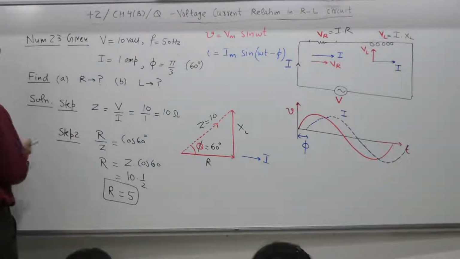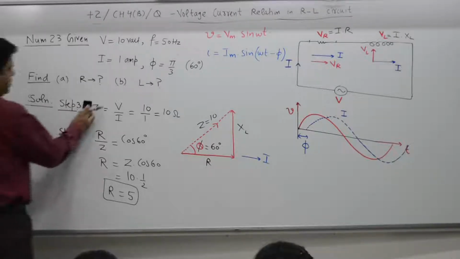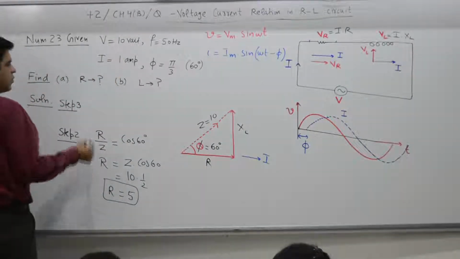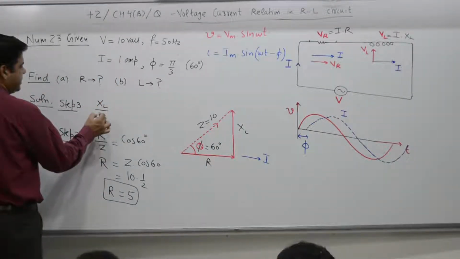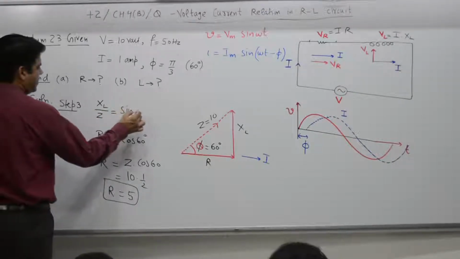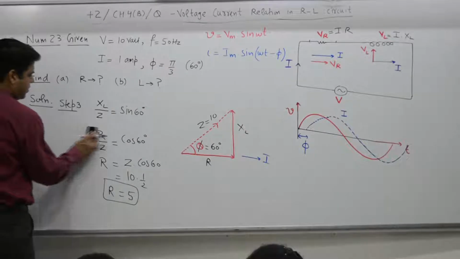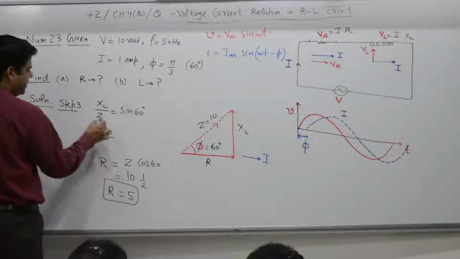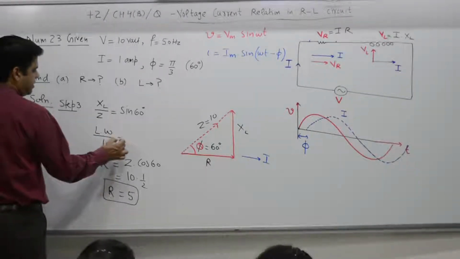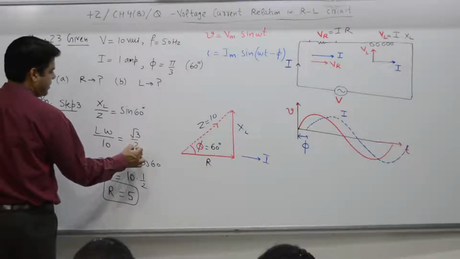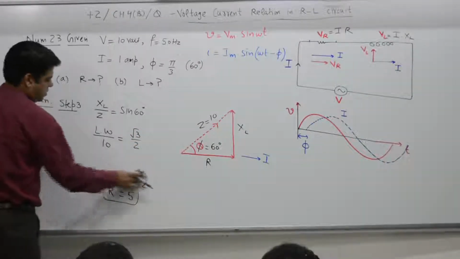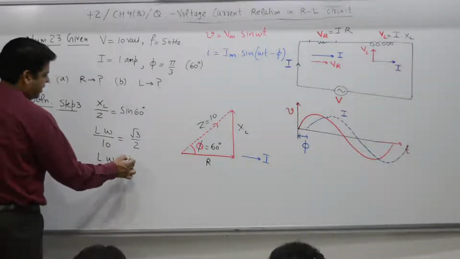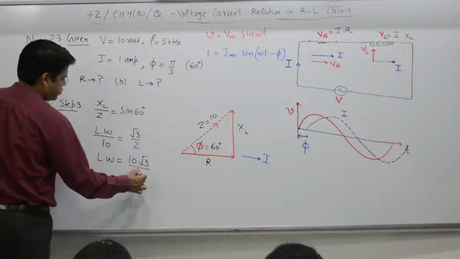Step 3. Yes, XL by Z is sin 60. XL is L into omega. L omega by Z, Z is how much? 10. Sin 60 is how much? Root 3 by 2. L omega is equal to what? 10 root 3 by 2.